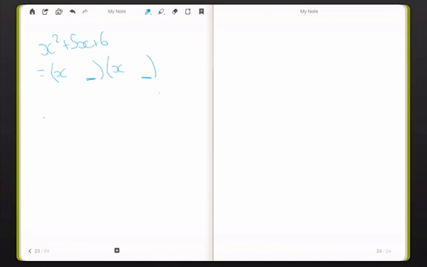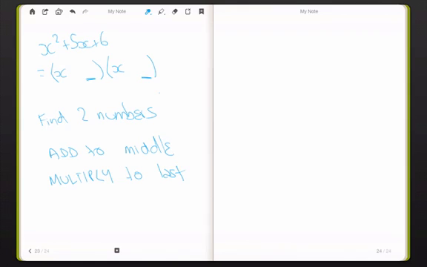But this one, what we're going to do is we need to find two numbers. Okay, our two numbers, we want those numbers to add to the middle term, and we want them to multiply to the last term. Okay, so these are the two things that we need to remember. Add to the middle term, multiply to the last term. So what two numbers add to 5 and multiply to 6?